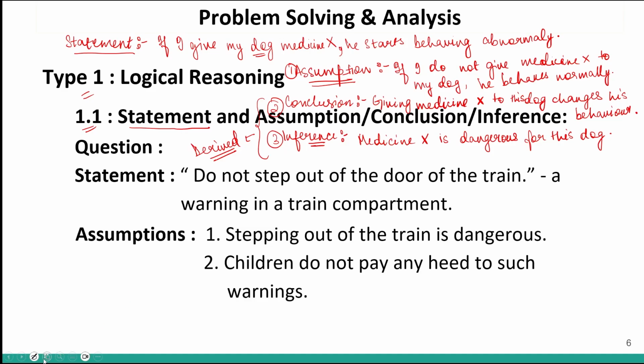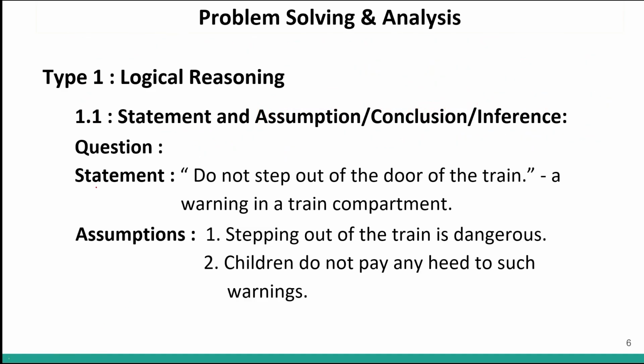Now let us look at this question. In this question, we are given a statement and two assumptions, and we have to tell which of the following assumptions logically follow. So the statement given to us is, "Do not step out of the door of the train," a warning in a train compartment. So a train compartment has a warning written on it that says do not step out of the door of the train. Now, two assumptions: stepping out of the train is dangerous, and second, children do not pay any heed to such warnings.